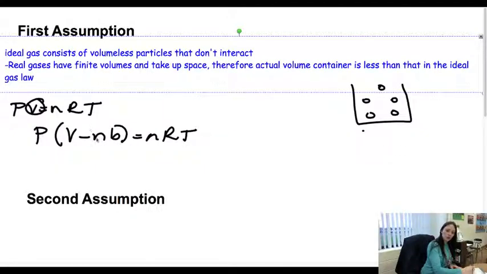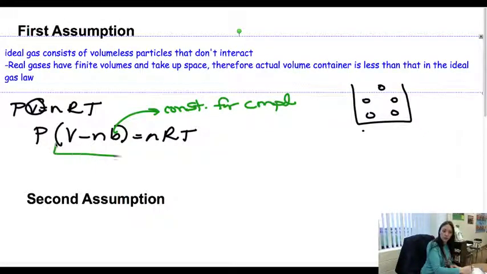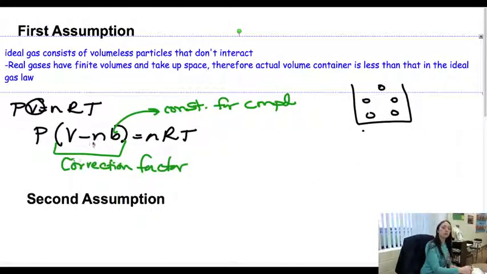And n is still the moles, but b is a constant for a certain compound. And this whole thing here is my correction factor. The reason it's n times b is that b is kind of like how much space that particular gas compound takes up, and n is how many moles. Well, if you have more moles, you're going to have even less volume. If you have fewer moles, you're going to have more volume. So it depends on how much I have.